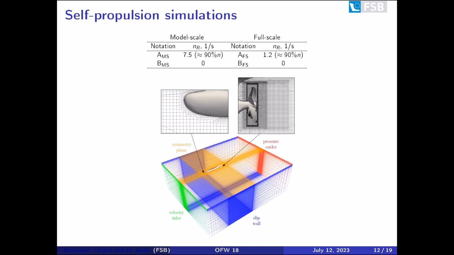In this slide is presented the discretized domain with boundary conditions, which is used to perform self-propulsion simulations. Simulations are performed for two different propeller rotation representations, namely partial, denoted with letter A, and inertial, which is denoted with letter B. In case of partial representation, approximately 90% of the contribution is from the non-inertial frame, and the rest is from the inertial frame.